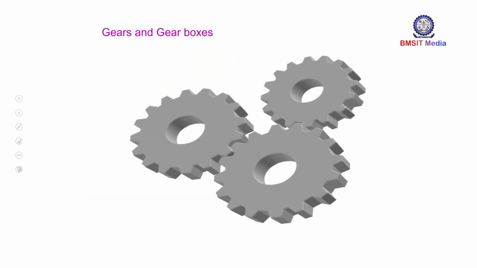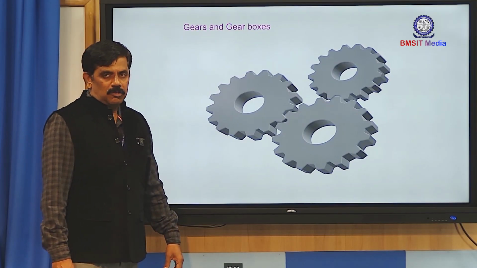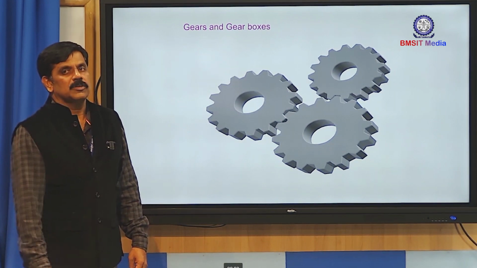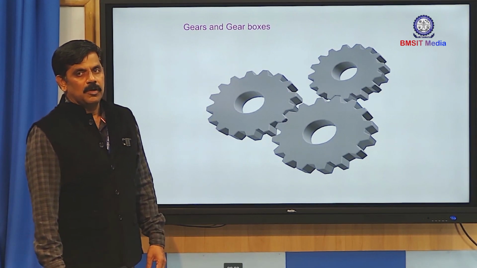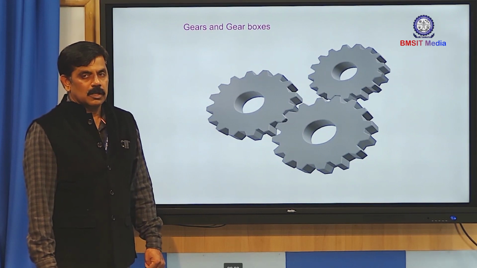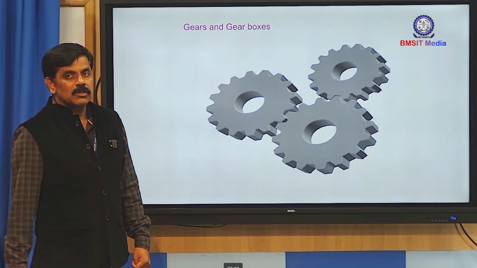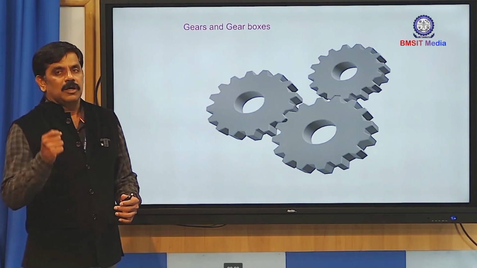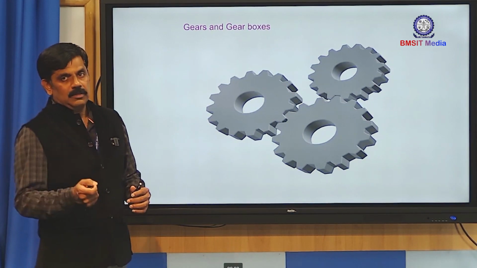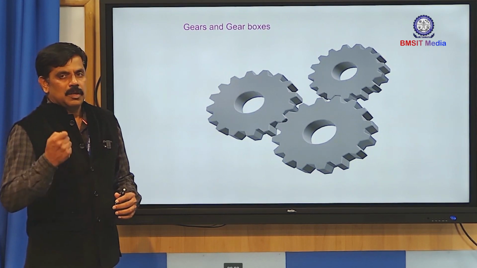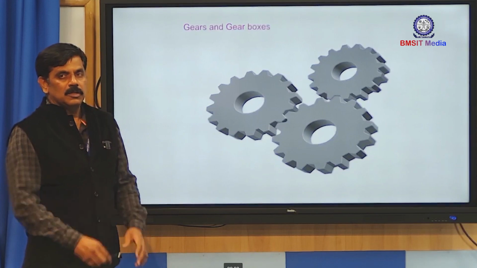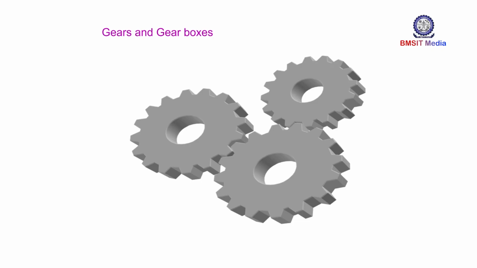Some more applications are gears and gearboxes. When one gear is meshing with another, there is direct contact. Because of the direct contact, there are frictional forces, and some amount of thermal loading also occurs because of the continuous contact. How much load is developed, how much stress is developed at the tip of the gear teeth, that can be analyzed, and we can find out the maximum stresses induced in the material and the maximum deformation in the teeth of the gear. Those can be found out by using finite element methods.